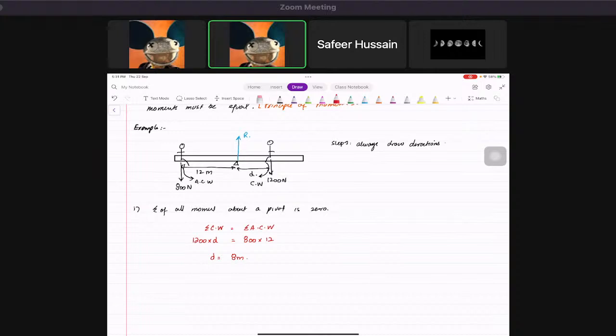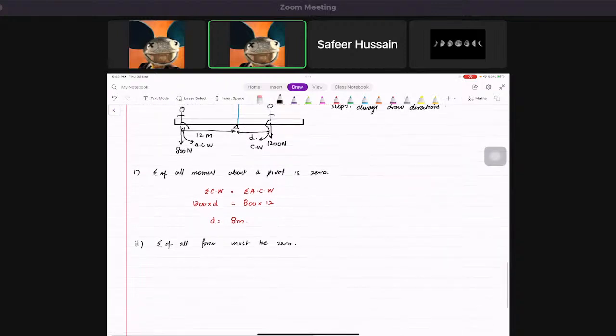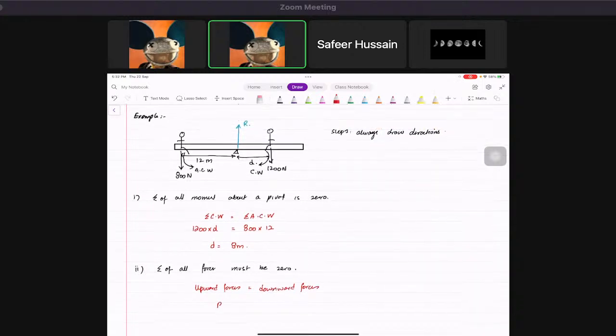Now if you want to find r, you would have to apply the second condition of equilibrium. The sum of all forces must be 0. In that one, you're going to write that upward forces are equal to downward forces, which means upward, the force is only r, and downward you have 800 plus 1200. So r must be 2000 newtons.